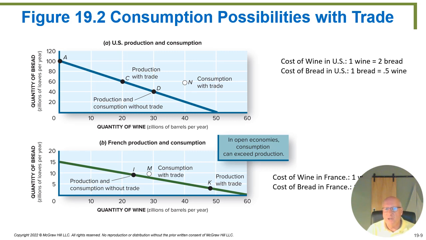This means this is consumption with trade, meaning with all of the extra bread we've produced, because we have a low-cost production of bread, it's way easy to produce bread in Kansas. We can produce a lot of extra bread and export it to France.